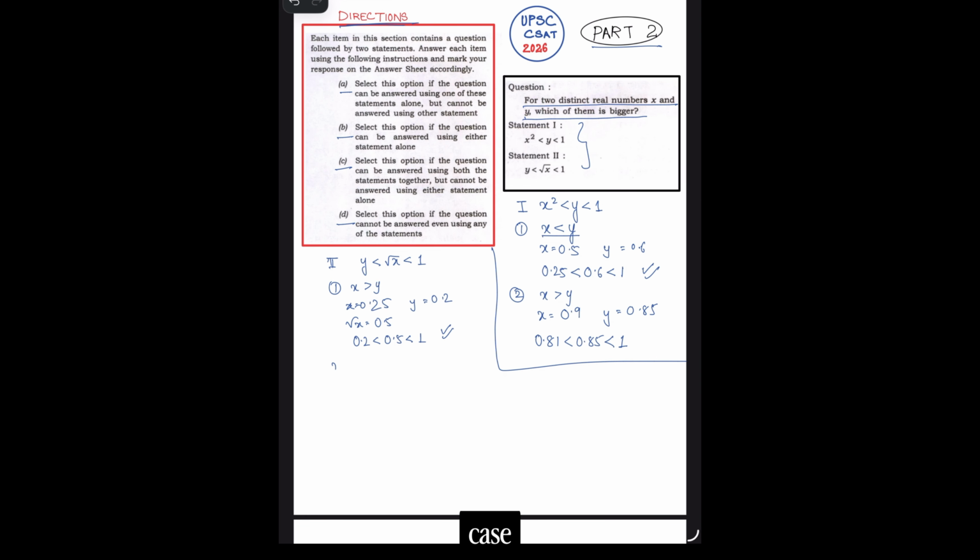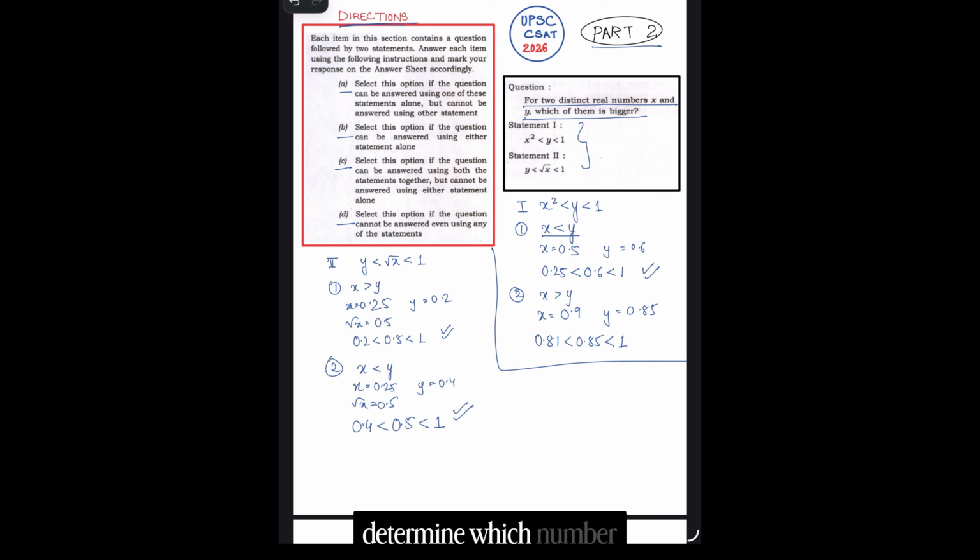Now let's take another case. In this, x is less than y. So let's take x as 0.25 and y as 0.4. Root x will be 0.5 and therefore 0.4, which is y, is less than 0.5, which is root x, and this is less than 1. So here also the condition is satisfied. So in both the cases the condition is satisfied. Therefore statement 2 is also not sufficient to determine which number is larger.